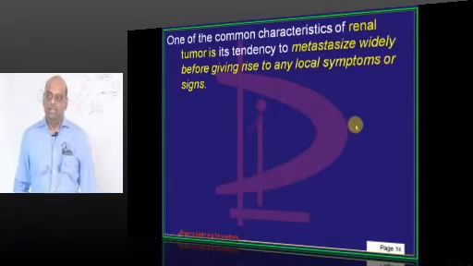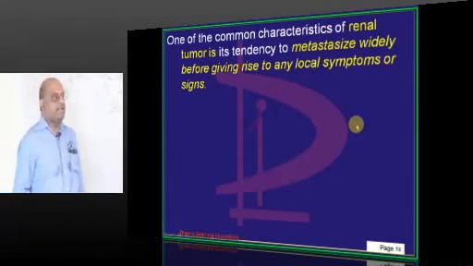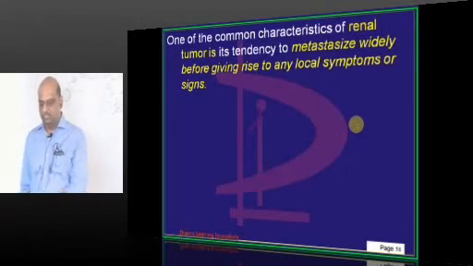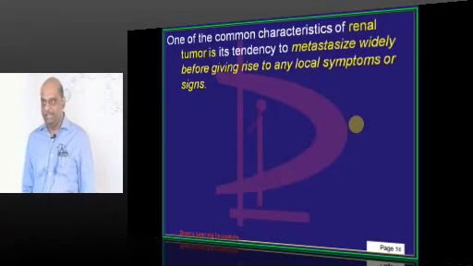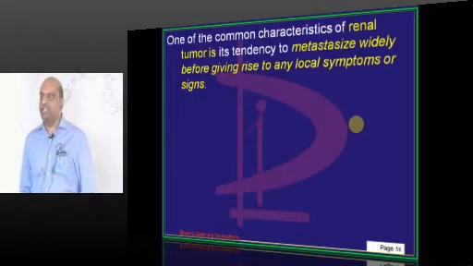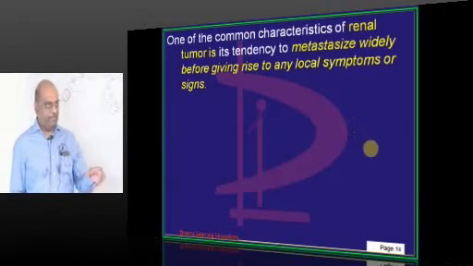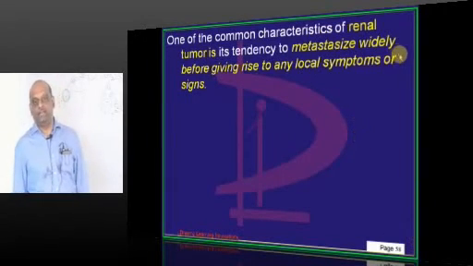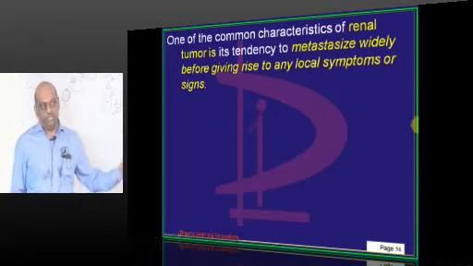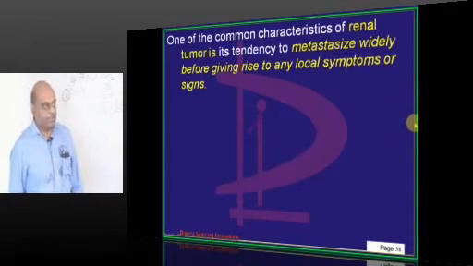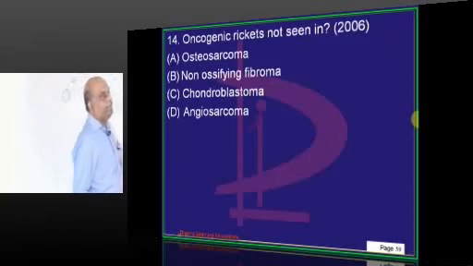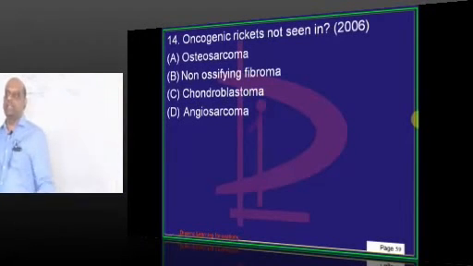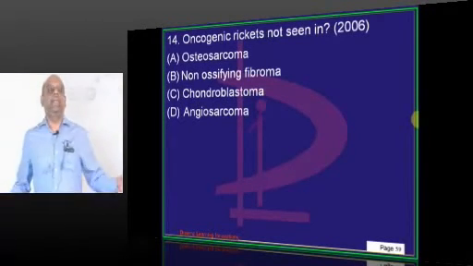At the time renal cell carcinoma declares itself as hematuria, varicocele which is suddenly developing, there are so many telltale features of renal cell carcinoma. By the time you discover it, it has already metastasized to the bone, is what you have to remember. What conditions lead to oncogenic rickets?